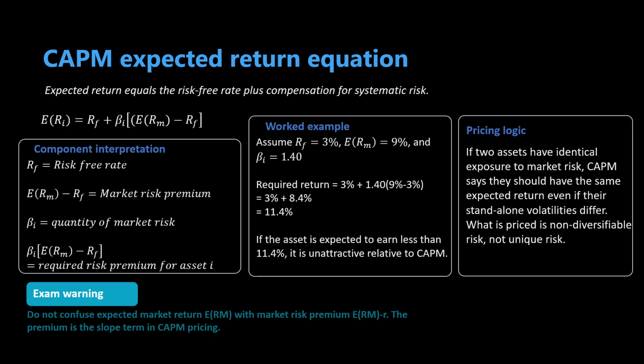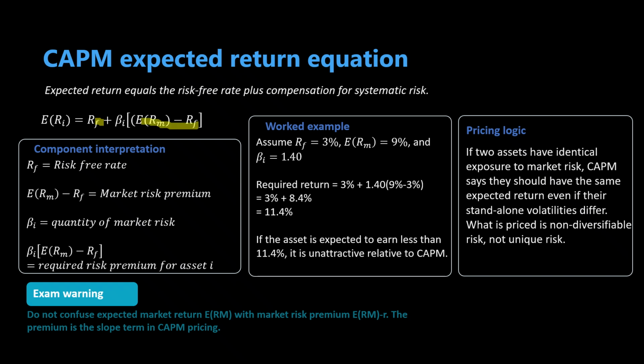We now have everything we need to state the CAPM pricing equation. It is E(R) equal to RF plus beta times (E(RM) minus RF). That is the general equation of CAPM. Let's interpret each component of this equation carefully. Here, RF is the risk-free rate, the return available on riskless investments such as a short-term government treasury bill. This is the baseline. That is the minimum return any investor expects for simply participating in financial markets.